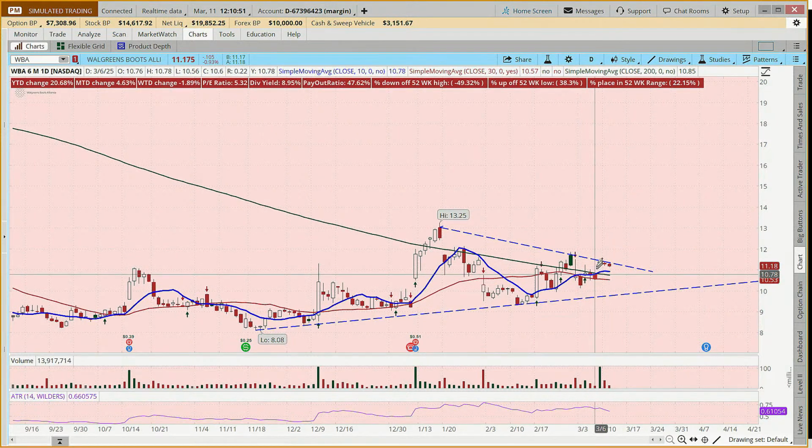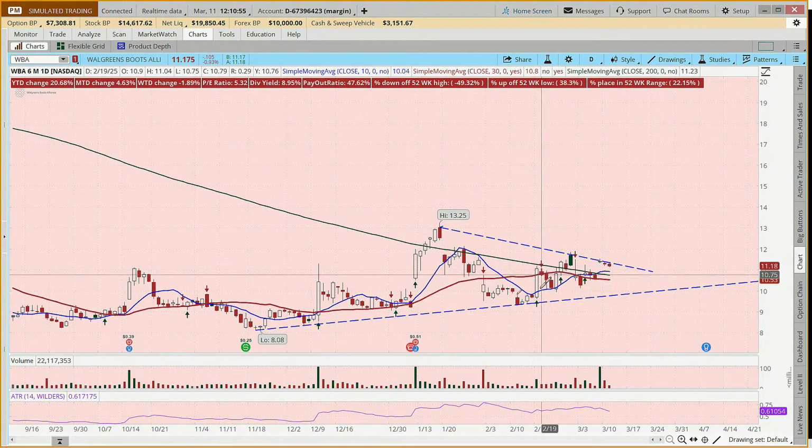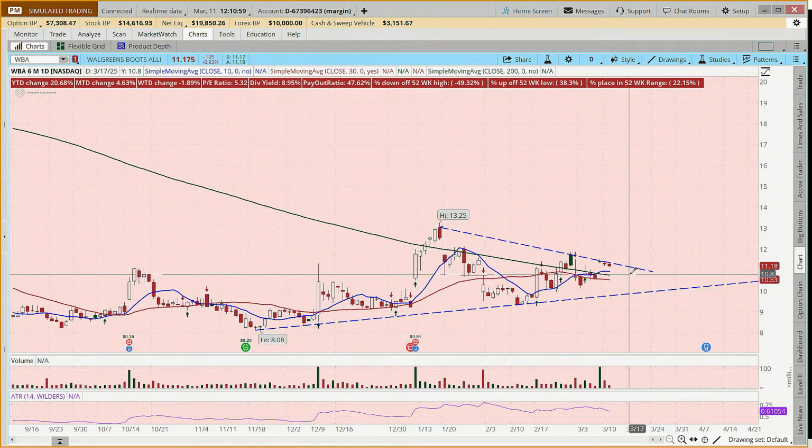And some say, well, I'm looking for that entry when it breaks out, and you could do that. Now, is it also possible to trade it within the pattern? Some traders might say yes.